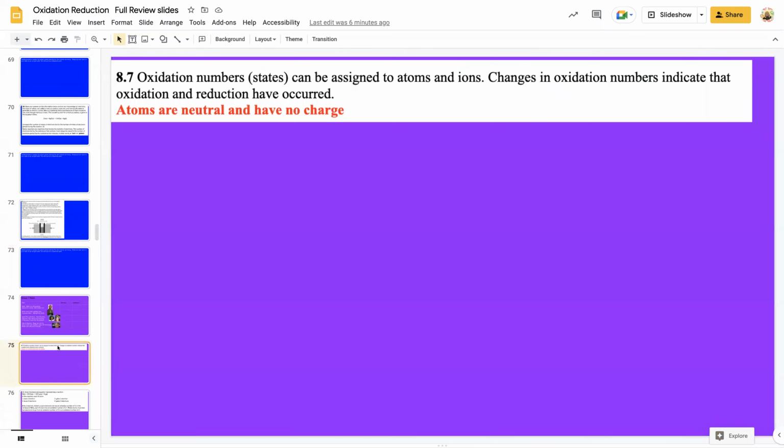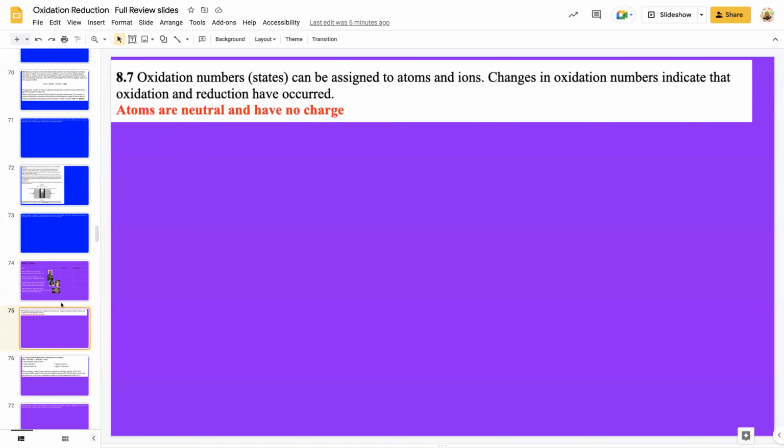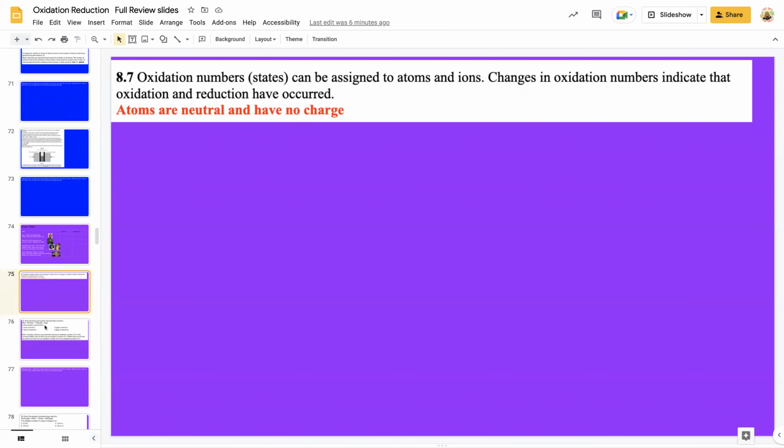All right, moving on to standard 8.7. This is a hard one. So oxidation numbers can be assigned to atoms and ions. Changes in oxidation numbers indicate that oxidation and reduction have occurred. And you must remember that atoms are neutral and have no charge. So when you see an element by itself, it has no charge.